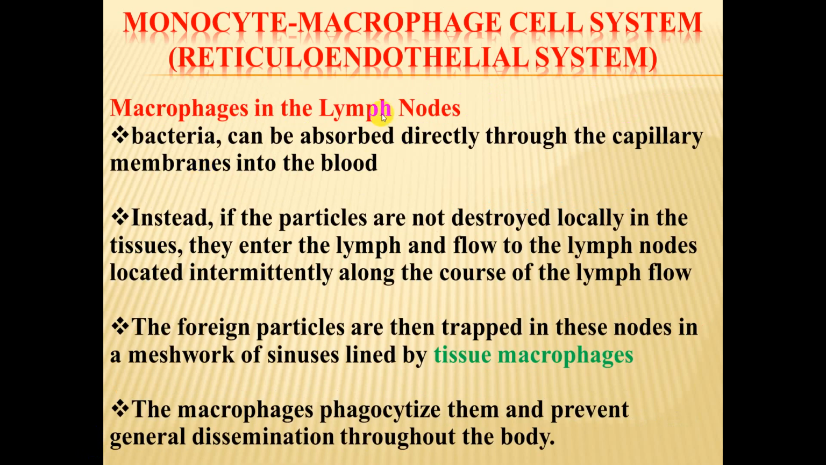Macrophages in the lymph node. Bacteria can be absorbed directly through the capillary membrane into the blood, or particles not destroyed locally by the tissues enter the lymph and flow to the lymph nodes located intermittently along the course of the lymph flow. So destruction of the foreign body may happen directly in the blood vessels. Sometimes they enter the lymph and from there travel through the lymph to the lymph node.